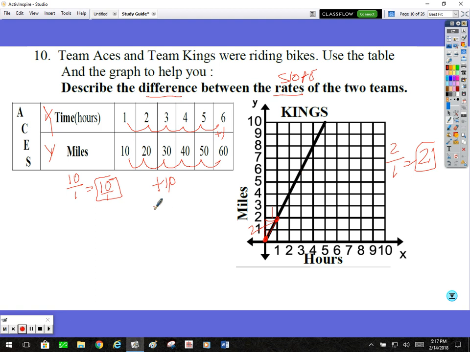Okay? Then if we make that ratio, if we compare the two, 10 over 2, if I compare the two slopes, I can actually come up with the number 5. What I can say now, according to this 5, is that Team Aces is traveling 5 times faster than Team Kings. So it all depends on what the answer choices are. But there's multiple ways to compare these two.